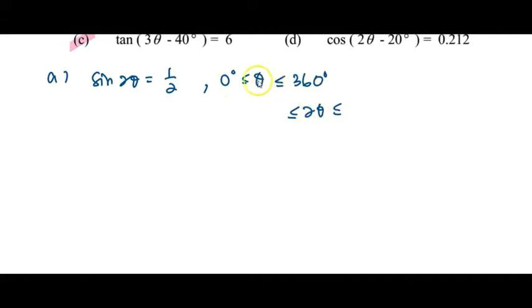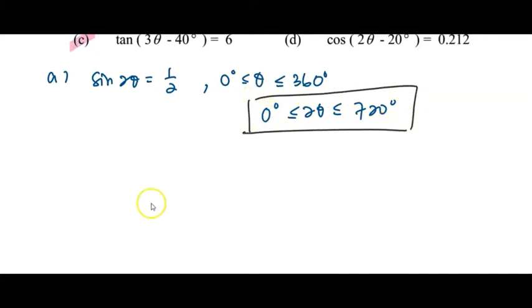So now 2 theta, we obtain the 2 theta by multiplying theta by 2. Okay, and 0 multiplied by 2, I got 0 degree. 360 degree multiplied by 2, you got 720 degree. So this is my new range. Later on, I'm going to measure the angle based on the new range over here.